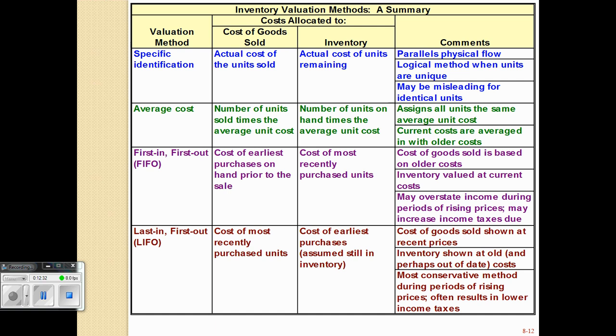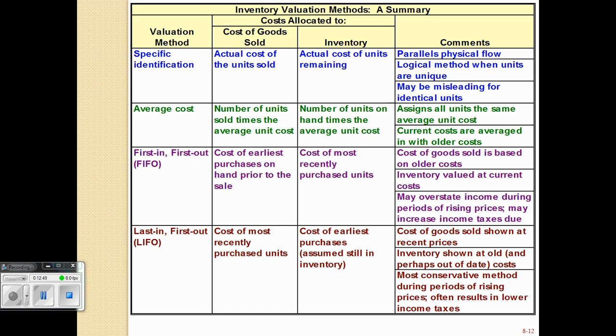So during the 70s and 80s, a lot of companies were using LIFO. Today, almost everybody uses FIFO, or possibly average cost. Specific identification is most likely used for unique products.